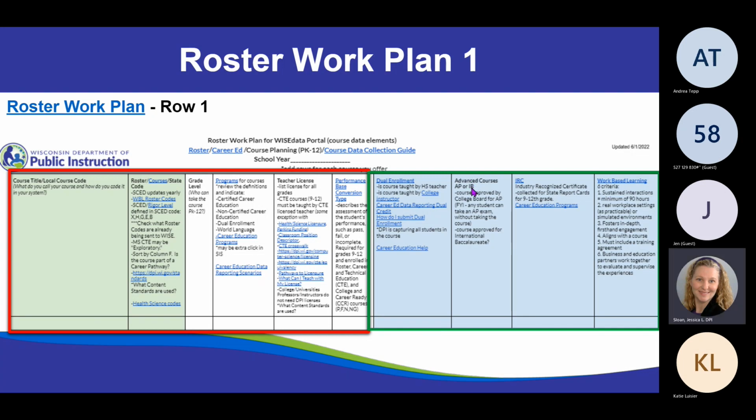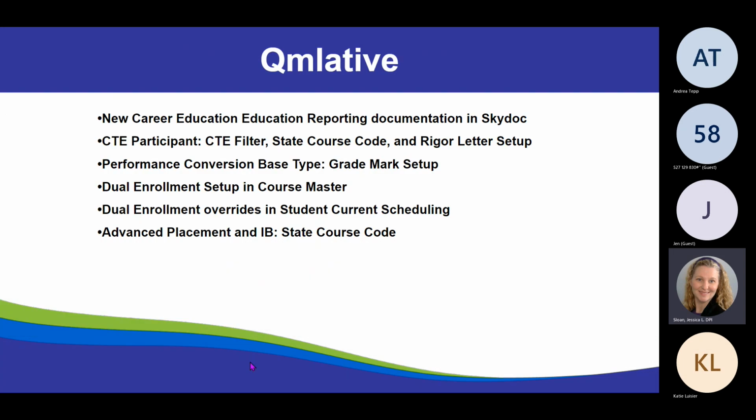And then I spoke briefly about advanced placement or international baccalaureate. This is really a checkbox to say, is my course AP or IB? If they are, there are very specific roster state sched codes to use, and that's it. And then we will talk about IRCs and work-based learning later. So right now is where I'm going to turn it over to Qmlative to let them demo what it looks like in their SIS.